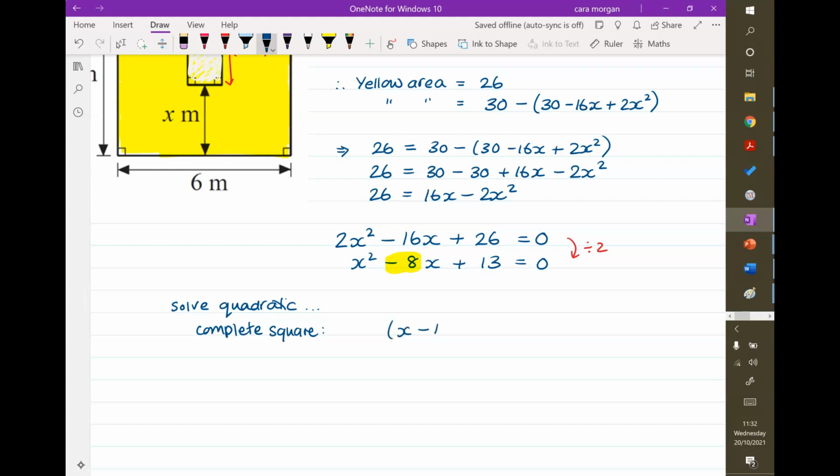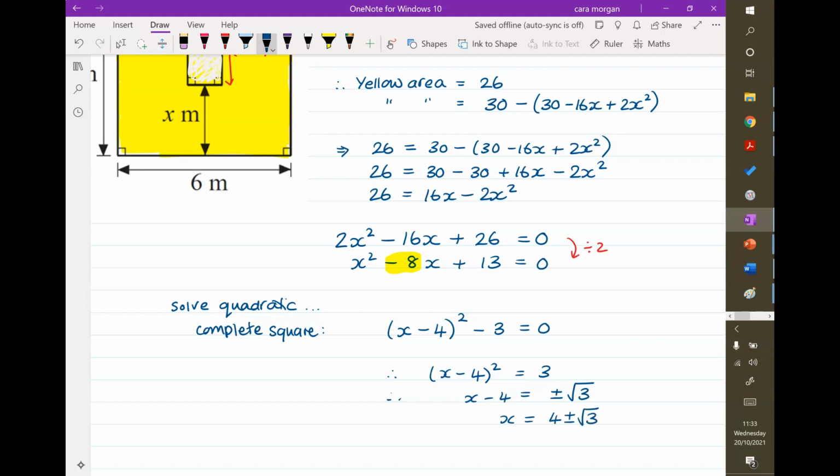So I've got x minus 4 squared. Now if I were to expand that bracket squared out, I would get x squared minus 8x plus 16. I want to have plus 13, so I'm going to subtract 3. That is the equivalent expression of x squared minus 8x plus 13. So therefore, x minus 4 squared must equal 3, and therefore x minus 4 must equal the square root of 3, but I know that there's 2 square roots of 3, a negative and a positive, and so x is equal to 4 plus or minus the square root of 3.